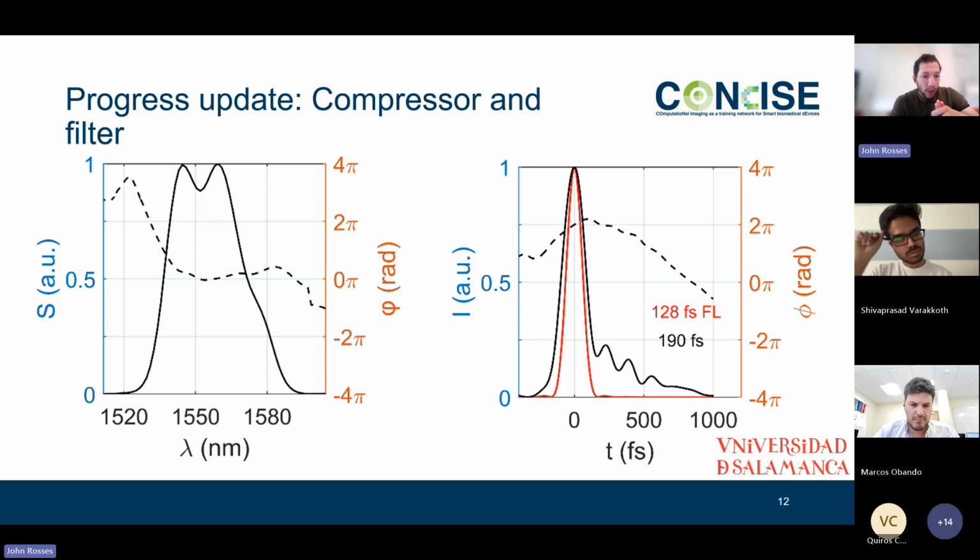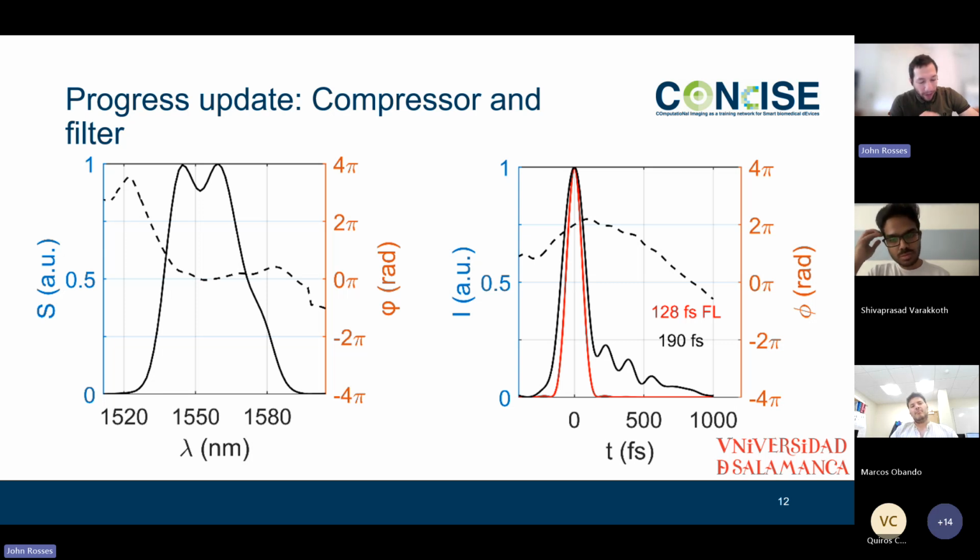On the left is around 20 nanometers of bandwidth. And on the right, we have the exact pulse shape of our output laser. This is a curve that we obtained working in collaboration with the Universidad de Salamanca, because they have a novel method to reconstruct the pulse shape. So as you can see, we achieve 190 femtoseconds. It's very, very close to our Fourier limit transform, that is 130 femtoseconds.